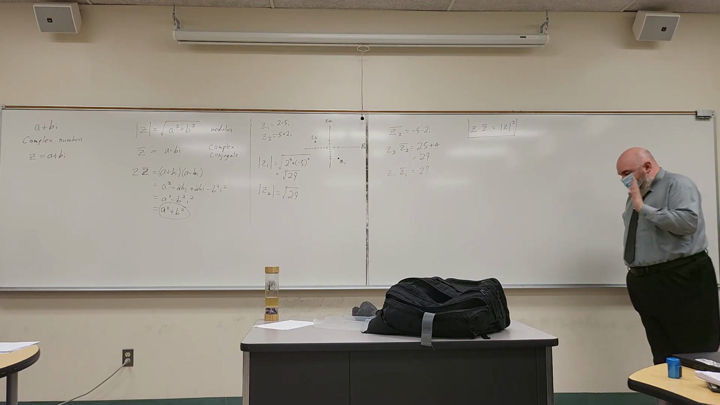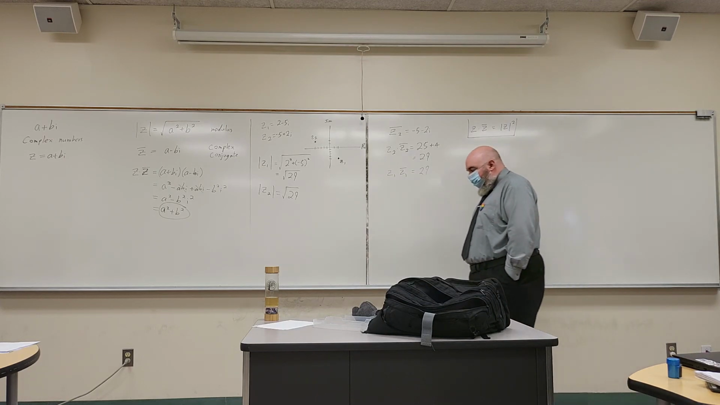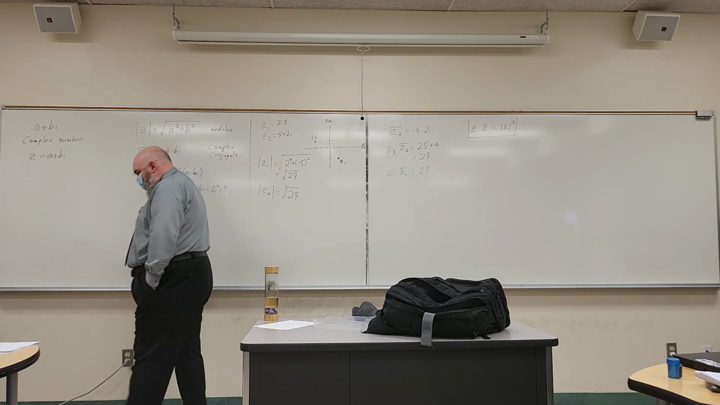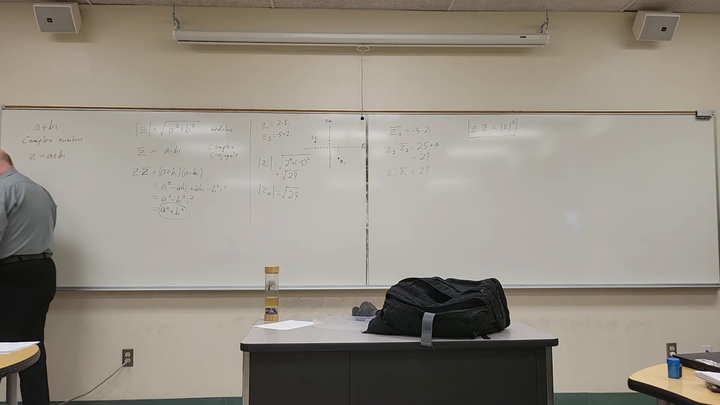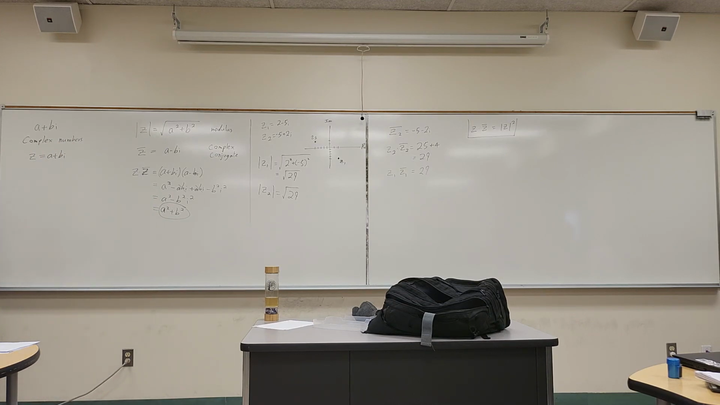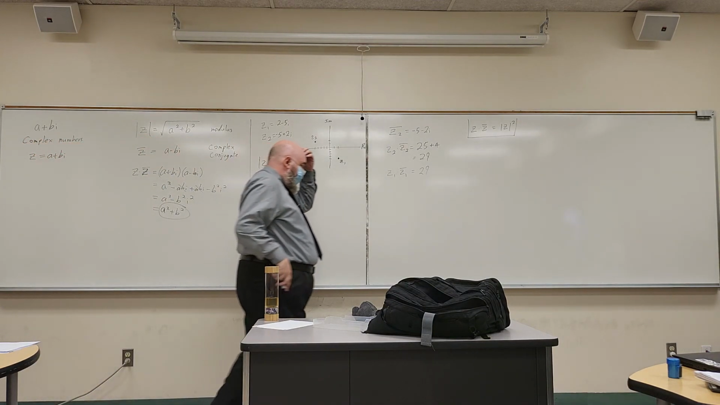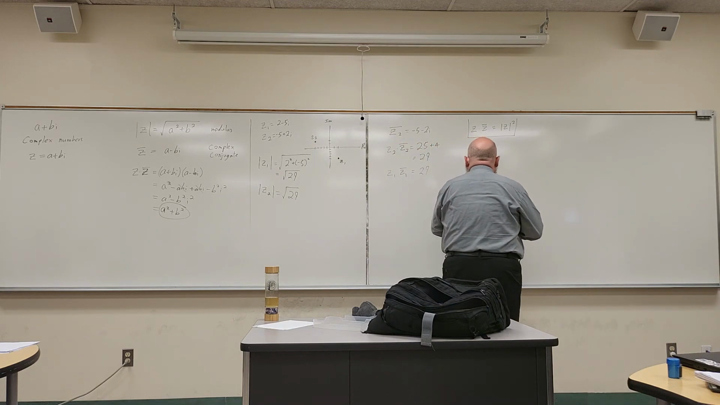So this isn't a complex analysis class. I don't want to get too far into the weeds there, but I do want to talk about operations on complex numbers. When you're performing operations on complex numbers, remember, you can treat i like a variable most of the time. The difference being if you have i squared, that has to be restated as negative 1.